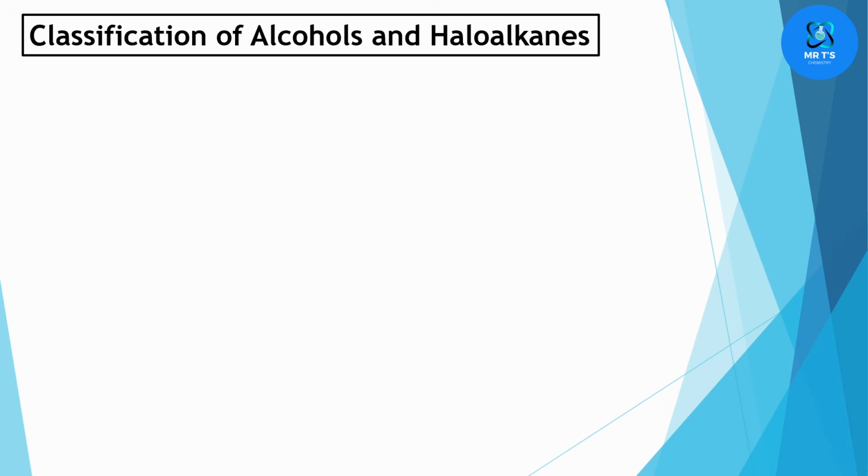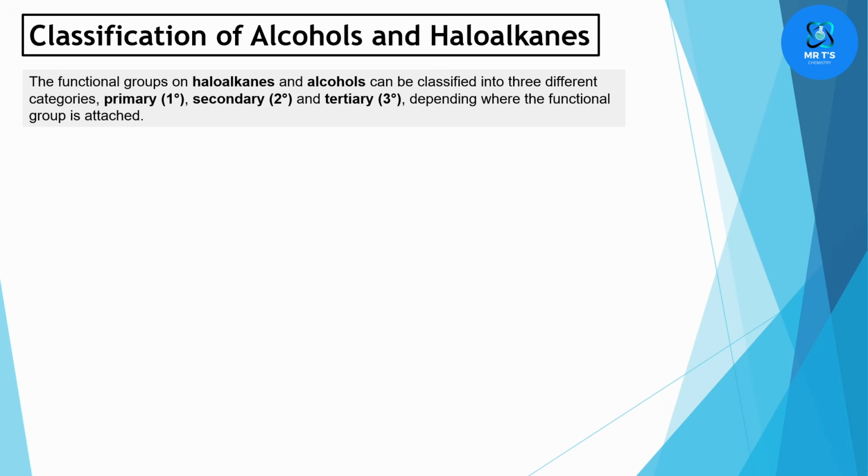Okay, how do we classify alcohols and haloalkanes? We can classify haloalkanes and alcohols as either primary, secondary, or tertiary, depending on where their functional group is attached. What do I mean by this?